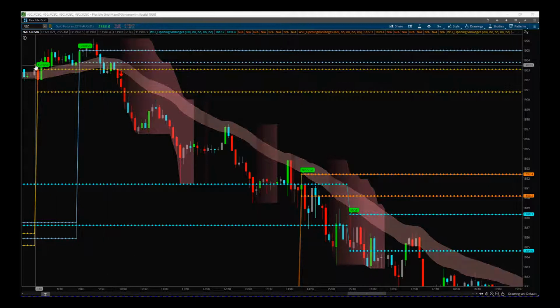We do have the European gold pit open here at 8 AM, and we can see it's labeled Europe, and we can see the range of that first 5 minute candle, and we are looking for a long or a short breaking that range. But also we use the divergence cloud to give us confirmation of direction.